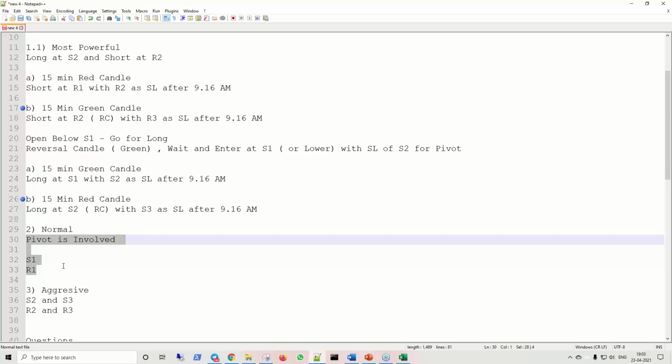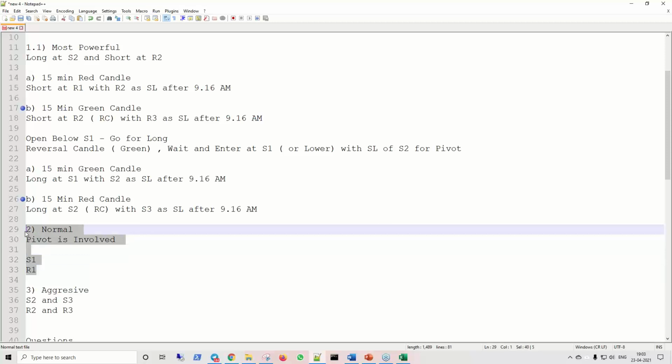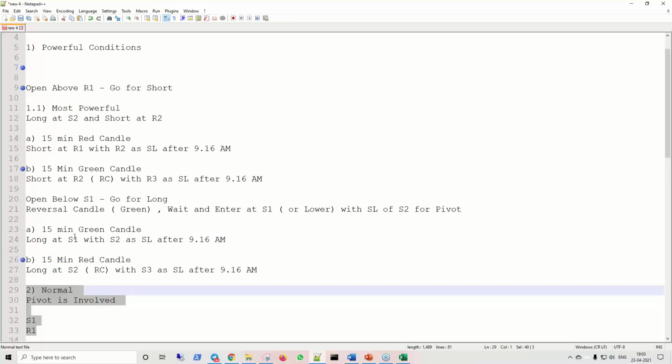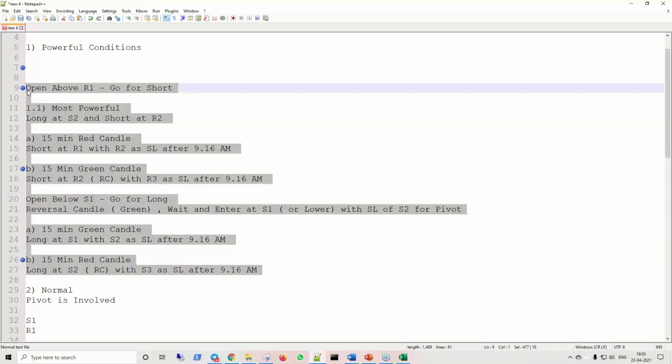So you have taken a trade based on some method. Now you just see where it fits in, and you can use these for your exit. So this is it. Open above R1, open below S1, and you know what is the most powerful thing to go.